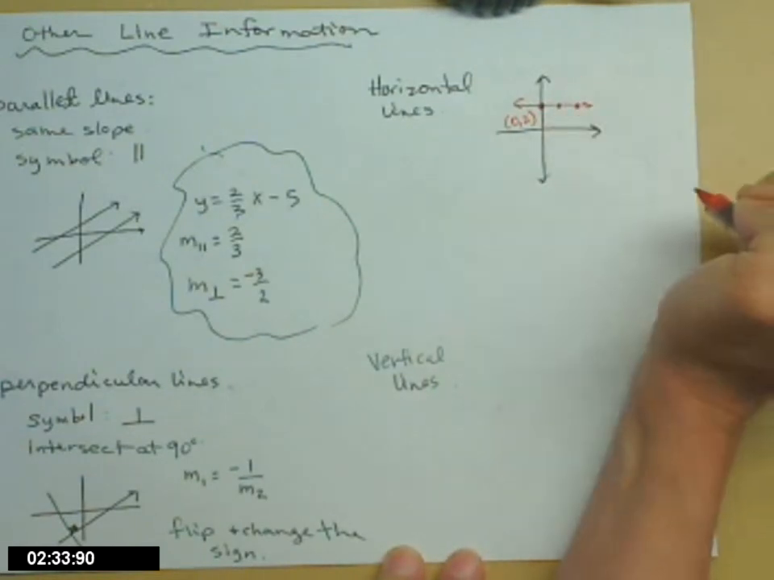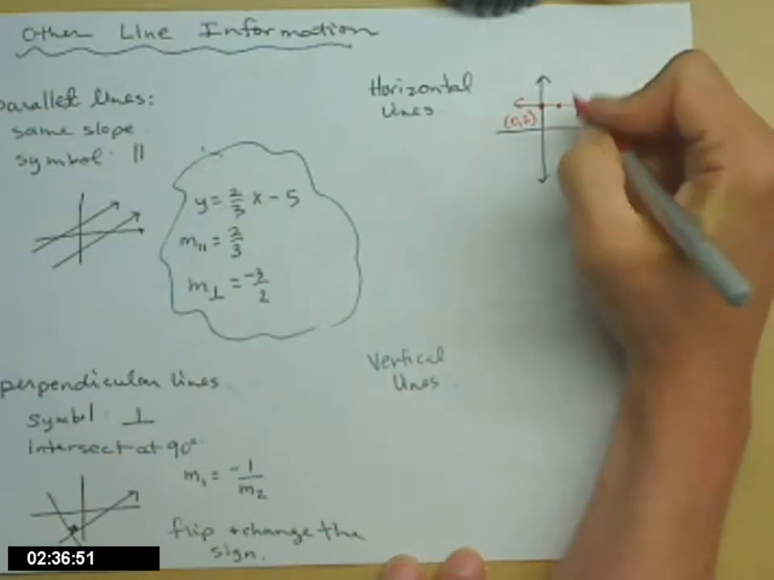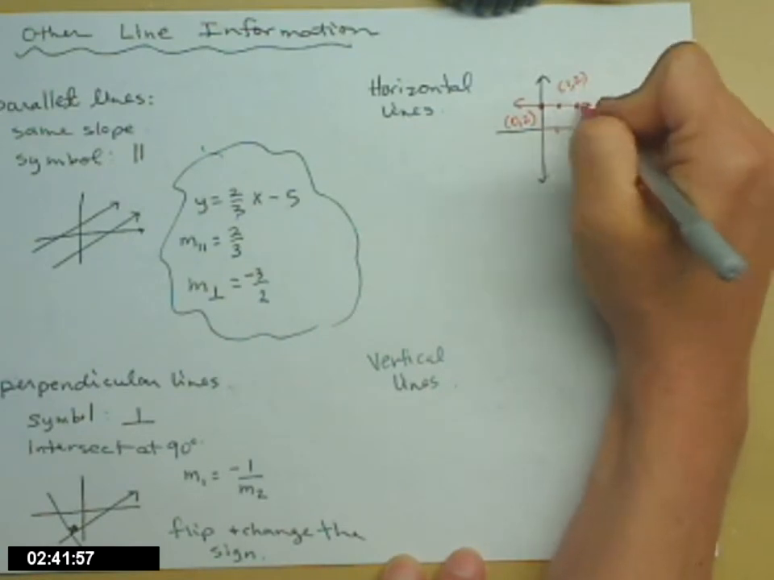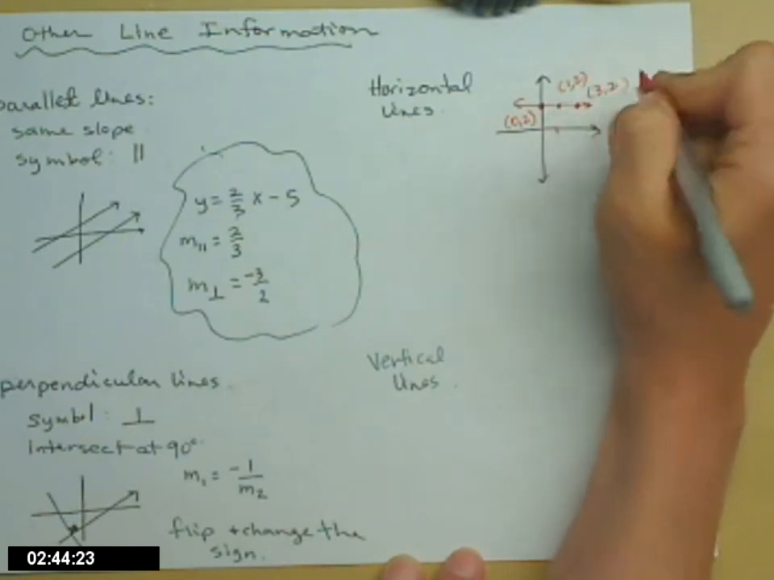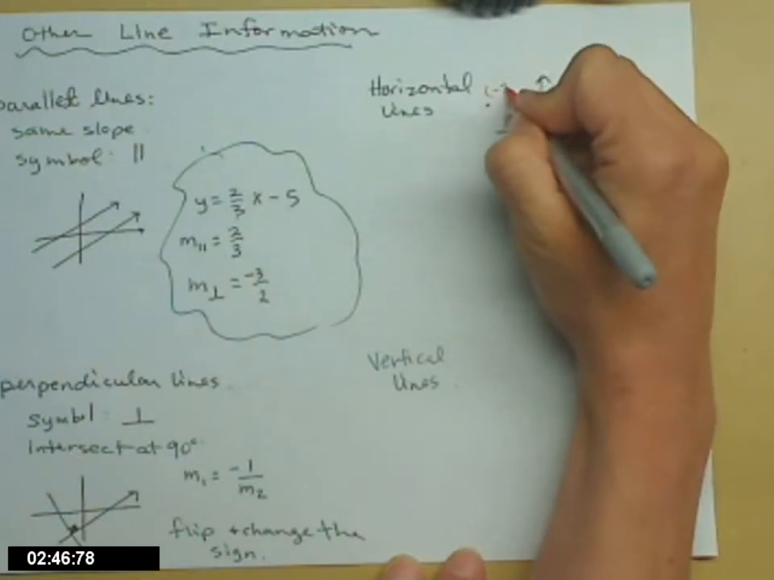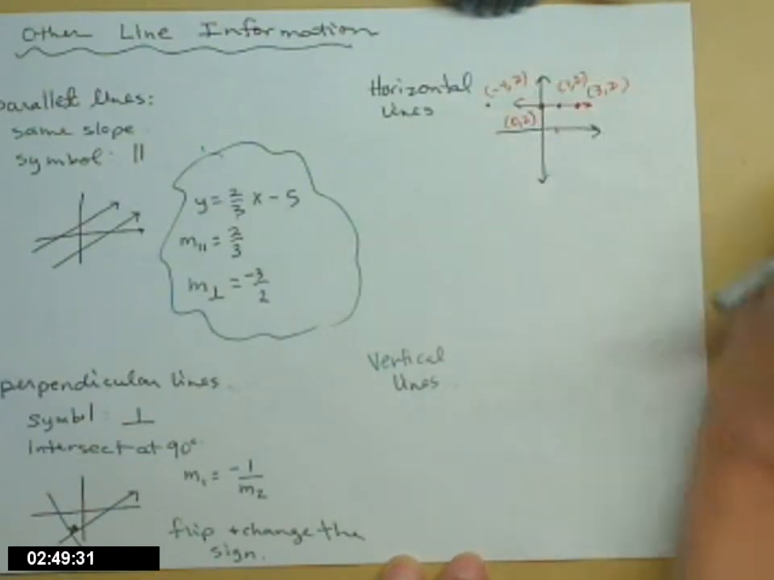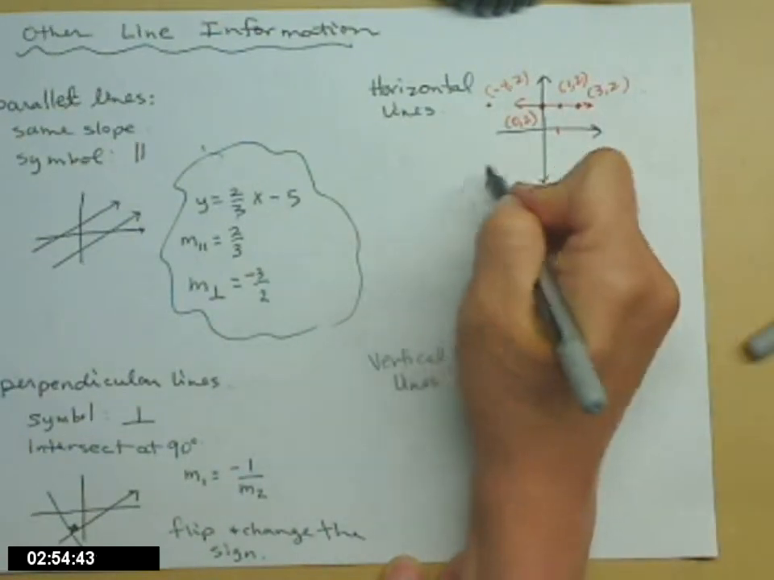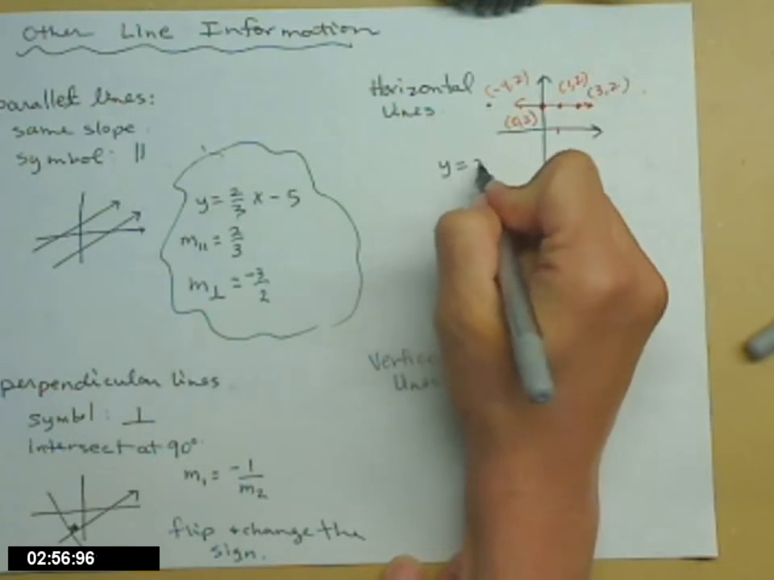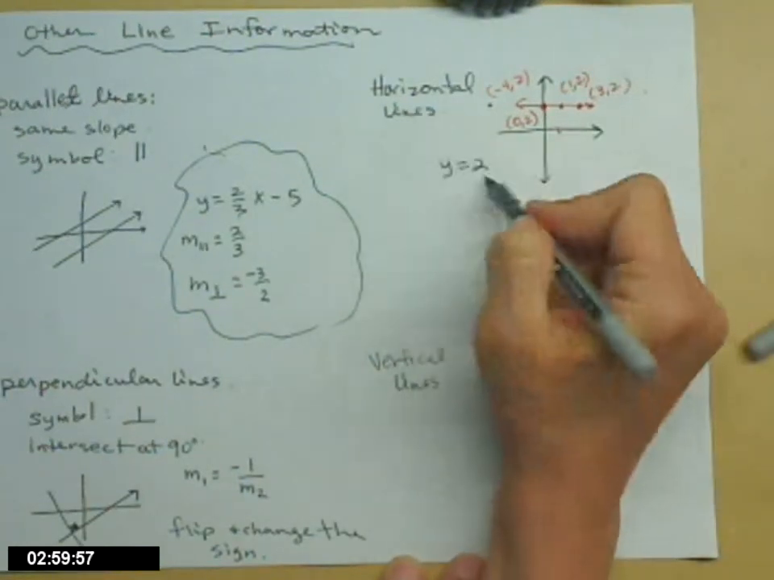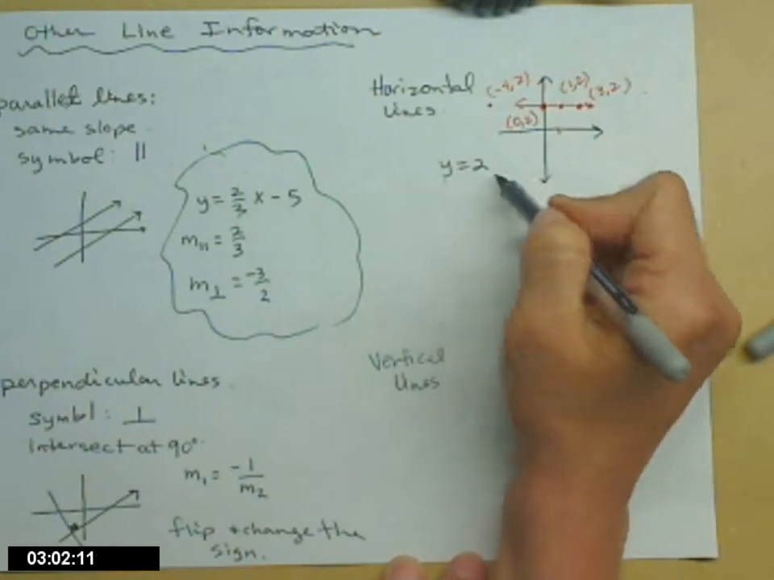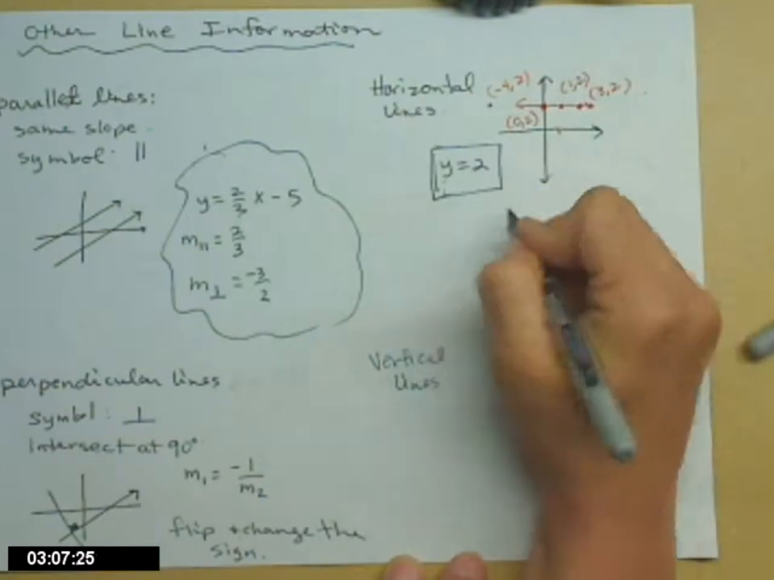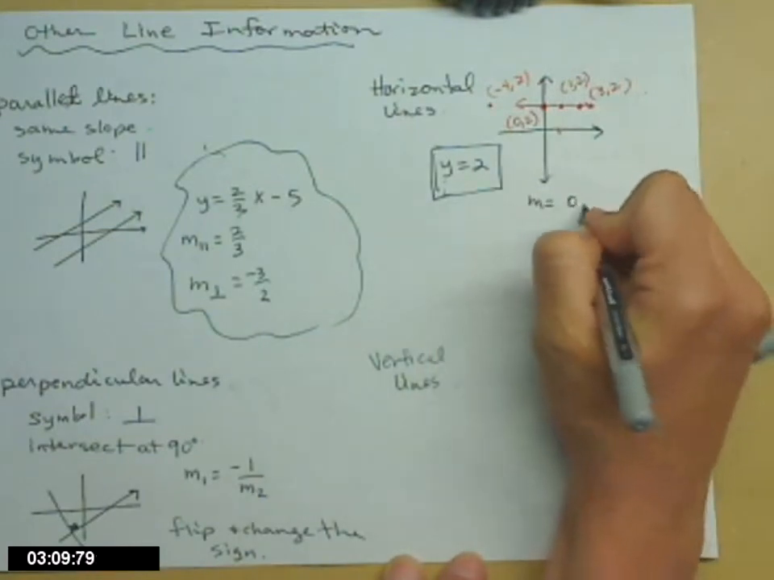If you look at all of the other points along that line, so this point here would be, say, 1, 2, 3, 2, -4, 2. The thing about it that's the same is all along this line, no matter what x is, y is 2. In fact, all horizontal lines have the equation y equals some number, whatever y happens to equal for a given point. The slope of a horizontal line is 0.